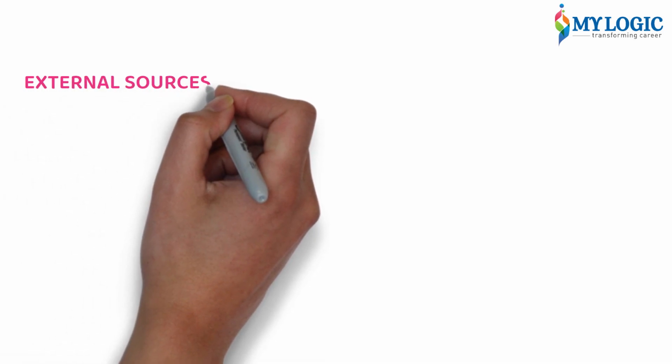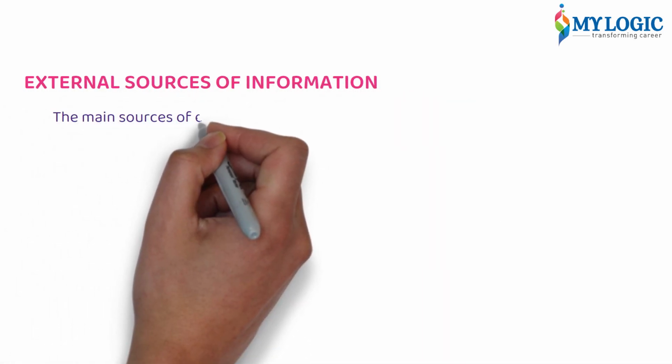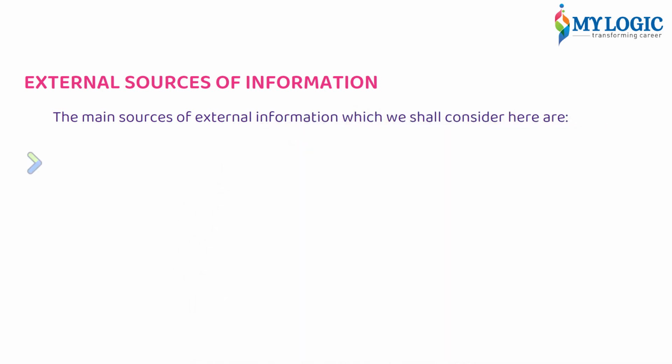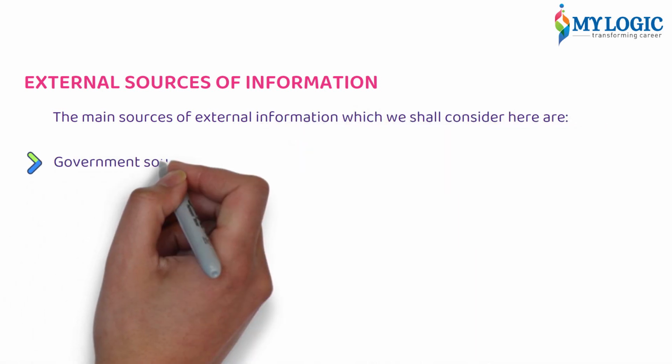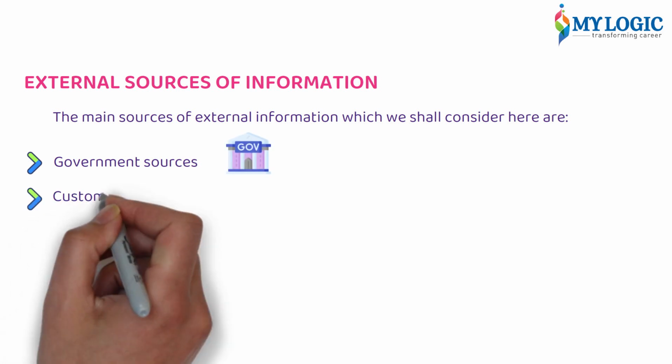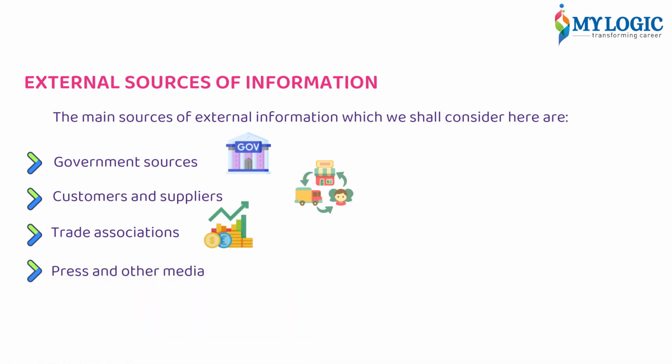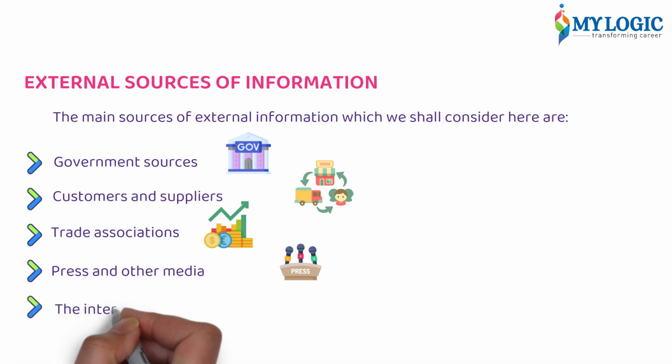External sources of information. The main sources of external information which we shall consider here are: government sources, customers and suppliers, trade associations, press and other media, the Internet.